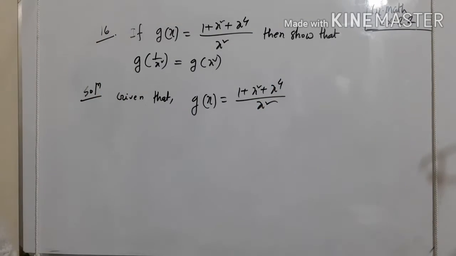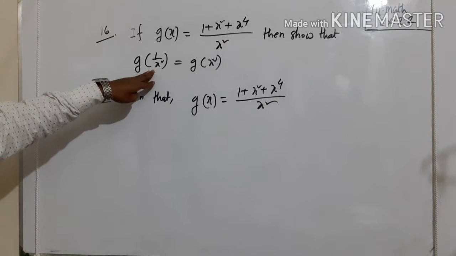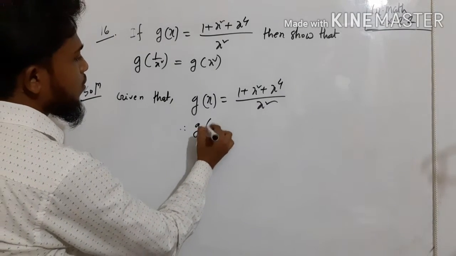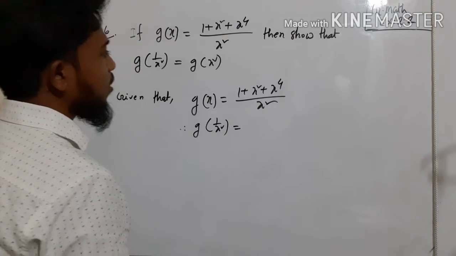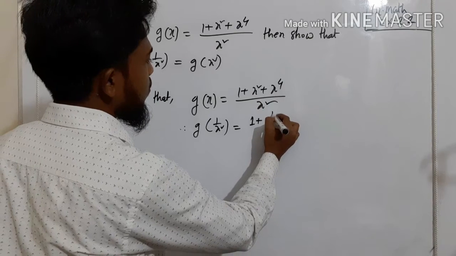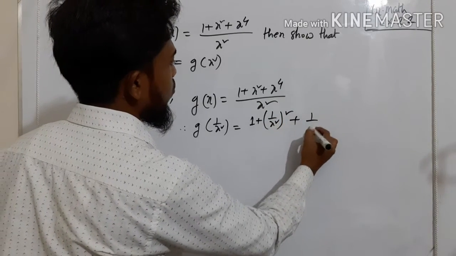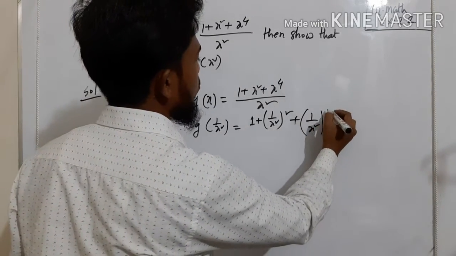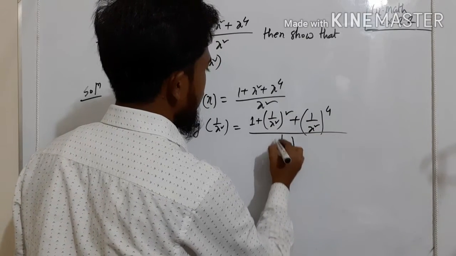If we put g of 1 by x square, then we can write 1 plus 1 by x square plus 1 by x square whole to the power 4 divided by 1 by x square.